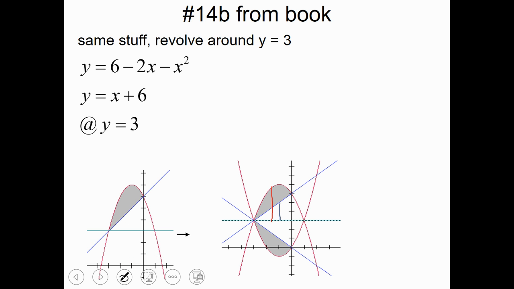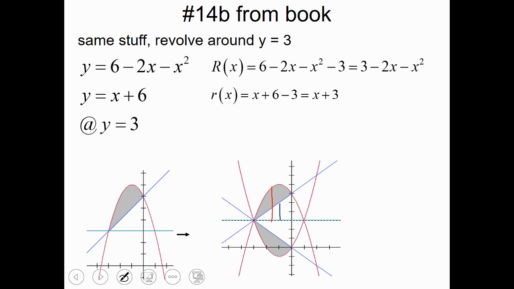To find these lengths, I'm going to do top minus bottom. So it's going to be the parabola minus 3 and then the line minus 3. My boundaries don't change. They are still -3 and 0 because we didn't change anything as far as what variable we're working with. We're still working in terms of x's. So I've got big radius is the parabola minus 3, which you can clean up and subtract the 6 minus 3. Small radius, same thing, line minus 3. Boundaries do not change, -3 to 0. Big radius squared minus small radius squared, and we get 108 pi over 5. So that is the volume of Pac-Man.